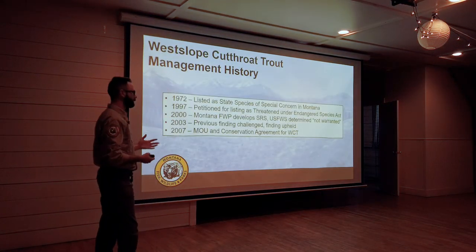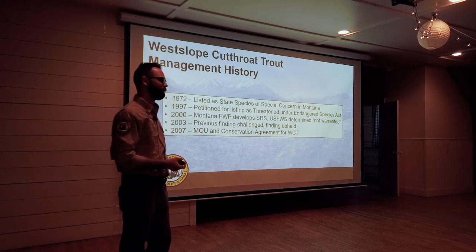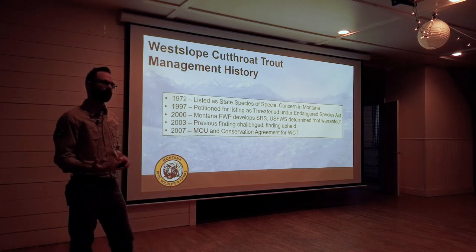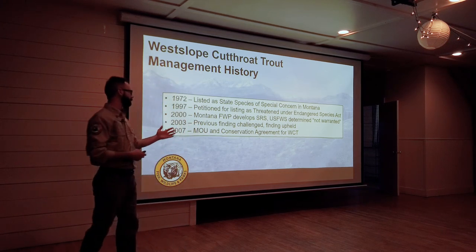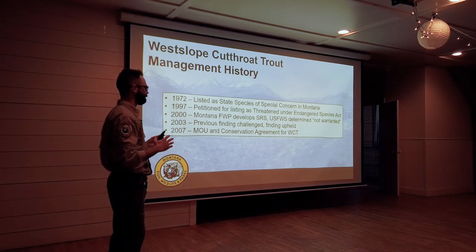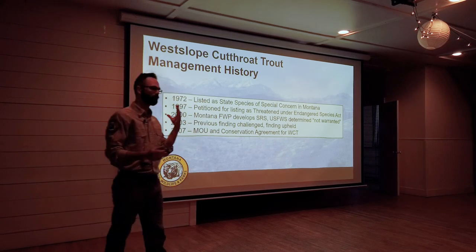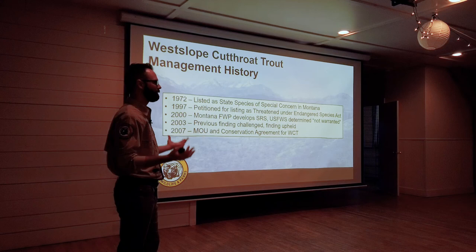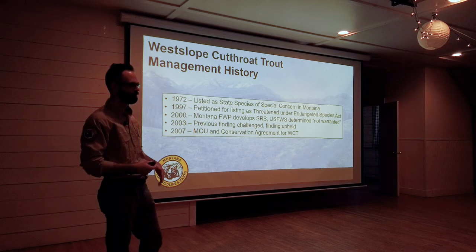And so the state recognized this decline in Westslope Cutthroat Trout, and one of the first measures taken in the 70s was that it was listed as a state species of special concern. This is when we start seeing conservation actions taken across the state for Westslope Cutthroat Trout. Fast forward to 1997, when the subspecies gets petitioned for listing as threatened under the Endangered Species Act. And then in 2000, the state more formalizes a method for conservation. We develop what's called a status and restoration strategy document in the year 2000.